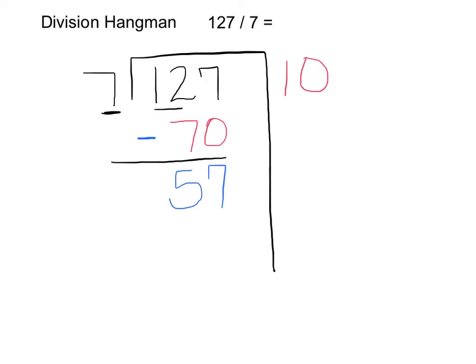Next I'm going to look and I'm going to say, well, 57 is much larger than my divisor, which is 7. So I'm going to have to think about what times 7 will get me at or close to 57. I know that 8 times 7, here's my 8, equals 56. And I subtract.